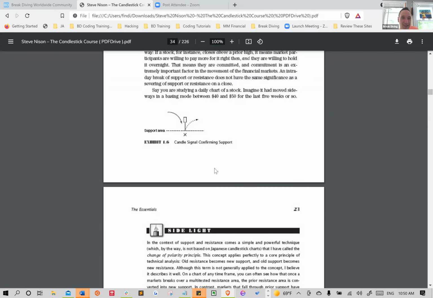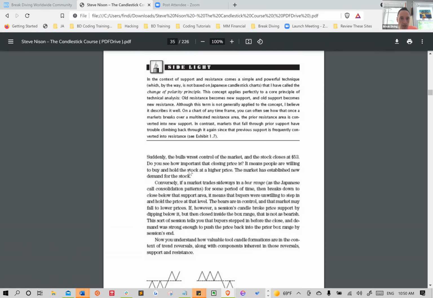All right, say you're studying a daily chart of a stock. Imagine it moves sideways in a basing mode between $40 and $50 for the last 5 weeks or so. Suddenly, the bulls wrest control of the market and the stock closes at 53. Do you see how important that closing price is? It means people are willing to buy and hold the stock at a higher price. The market has established new demand for the stock. Why would they buy it at 53 if they didn't think it was going higher, or that it was at least worth that value?